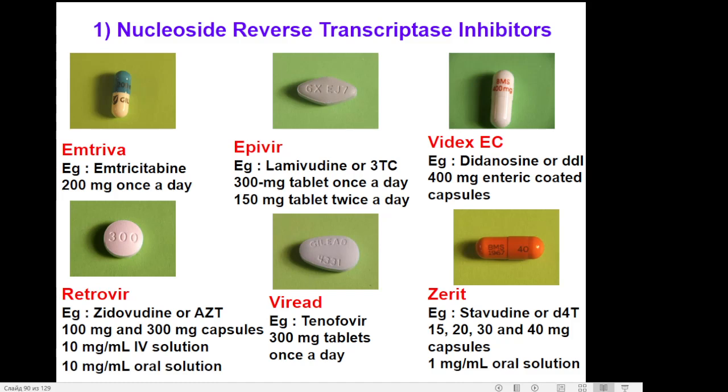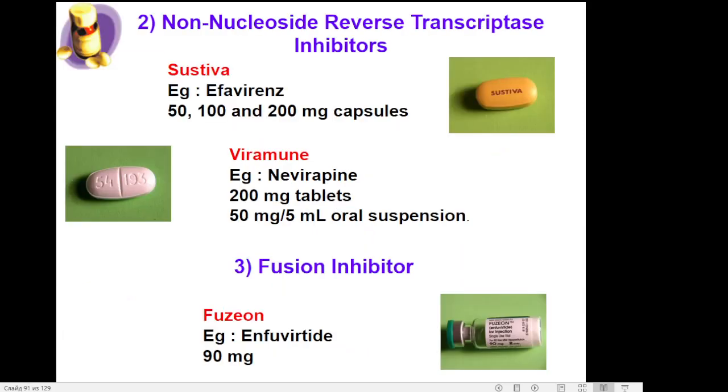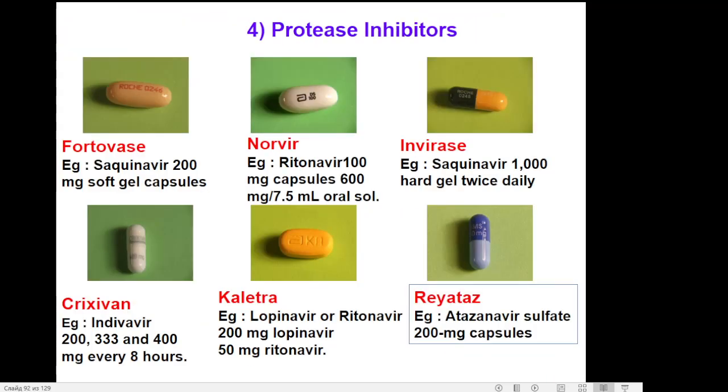Here are examples and dosages of different antiviral therapy. I think I will demonstrate it, and if necessary, you may download it as a lecture, as slides, or make a print screen of the slide now for memorizing different dosages and different remedies.